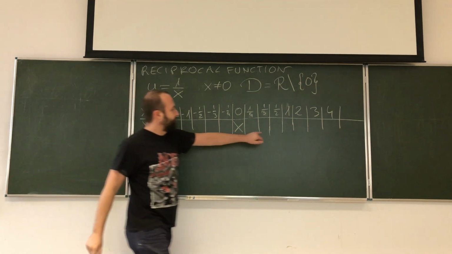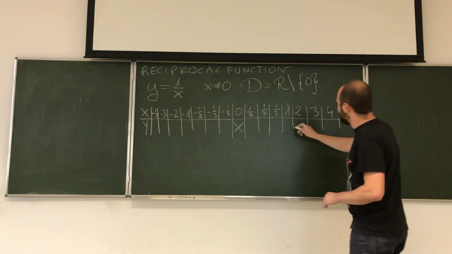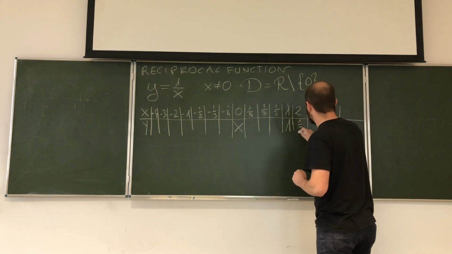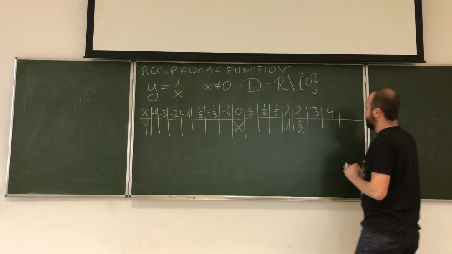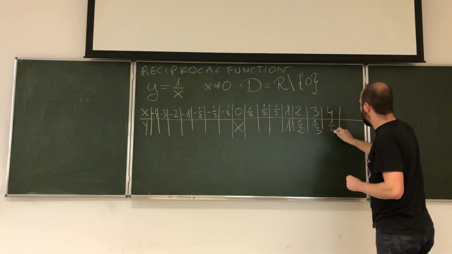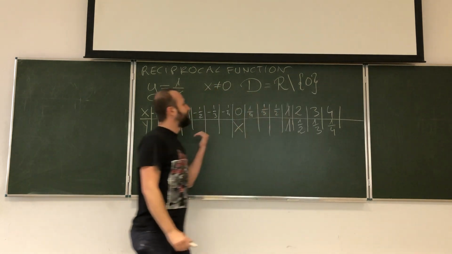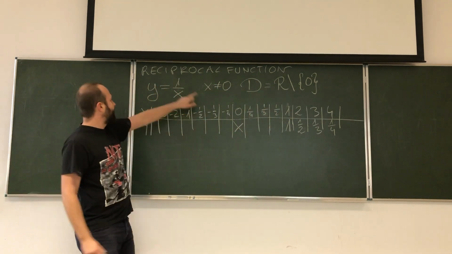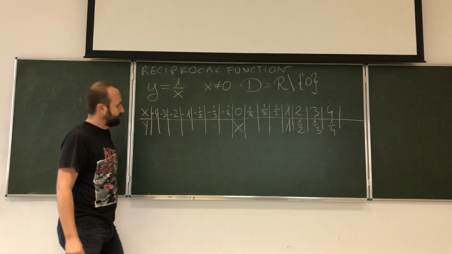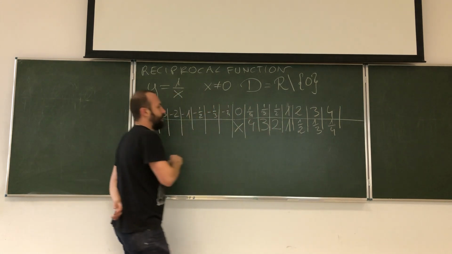Okay, but let's start actually from 1. Look, if x is 1, y is simply 1. Now, if x is 2, we get 1 over 2. If x is 3, we get 1 over 3. Then, if x is 4, we get 1 over 4. But what happens if x is somewhere between 0 and 1? Well, if I divide 1 by 1 over 2, I need to multiply by the reciprocal. I'm going to get 2, 3, and 4.